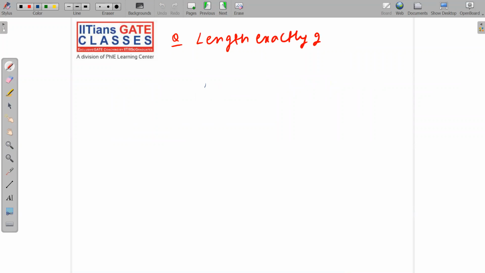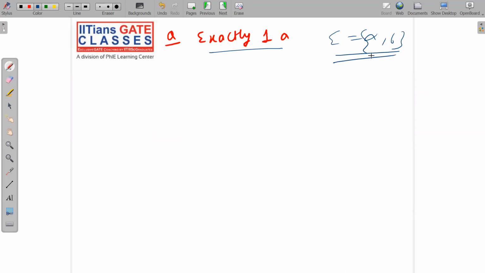Length exactly 2. Again, very simple. Now, exactly one a. Please note it down carefully. Sigma is {a, b}. Now we have jumped to a binary alphabet. So exactly one a, how will you write it? If you think like this is the expression for exactly one a, no, what about b's? B can come any number of times now. So like this is the best way to write exactly one a. If you write b star a, that means what? It will end with a. So what about my ab? AB is a string which contains exactly one a, but it will not be represented by b star a.